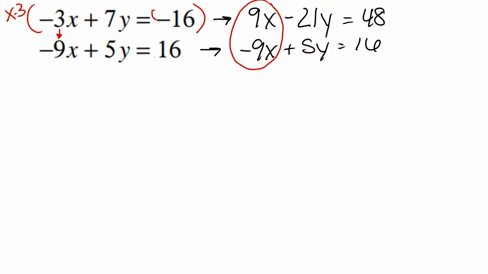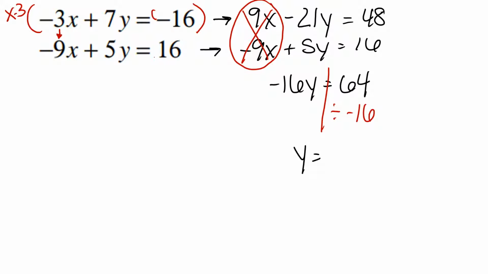Now, the 9 and the negative 9 match in numbers, but are different in signs. And so we can cancel them out. We can go ahead and solve the minus 21, and the plus 5 is going to give us a negative 16. 48 and 16 is going to give us 64. And our last step is to divide. We divide by negative 16 because the 16 and the y side by side means multiply. 64 divided by negative 16 is negative 4.